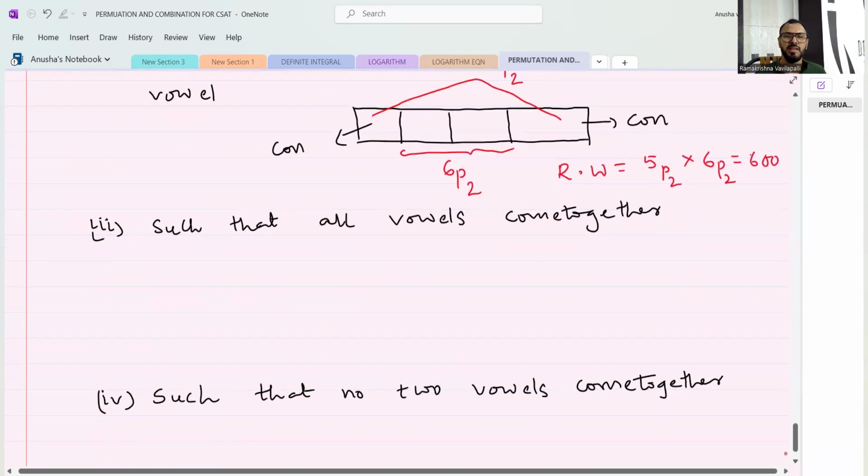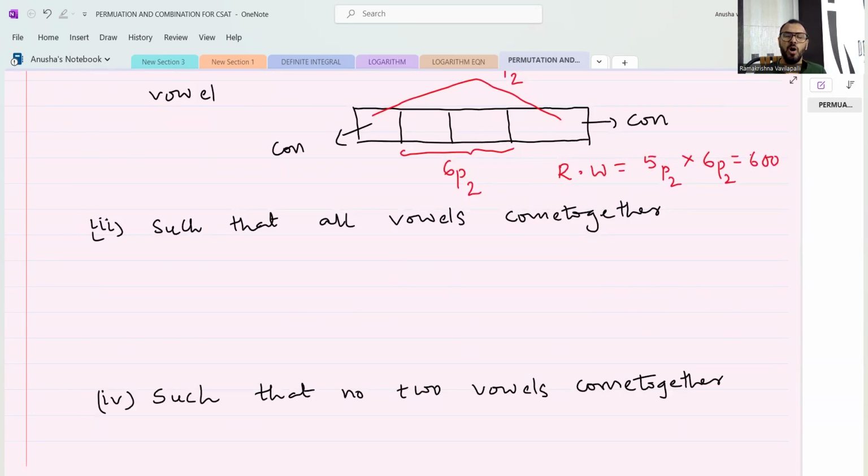There is another question important for the UPSC exam. The number of 4-letter words that can be formed using the letters of the word UPSC exam such that all vowels come together. This is important. All vowels come together. Right? So all vowels come together means U, A, E. These 3 letters, whenever you are arranging 4-letter words, should come together.